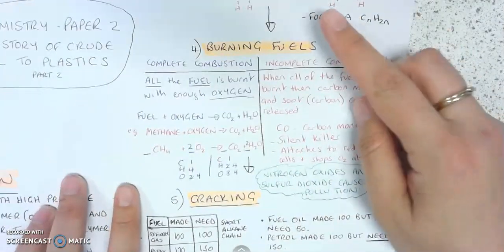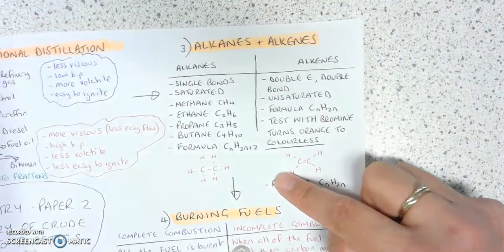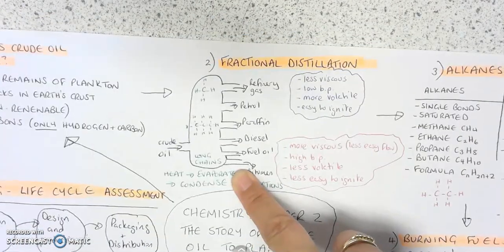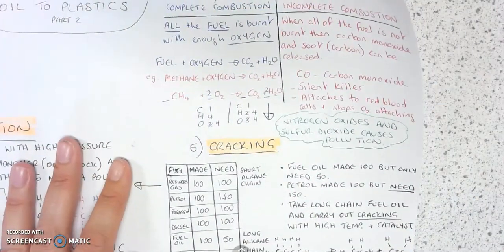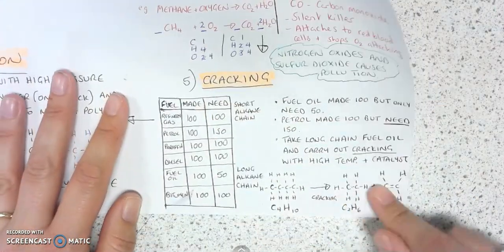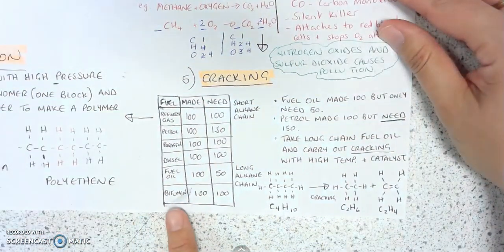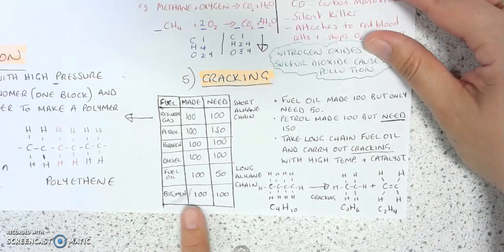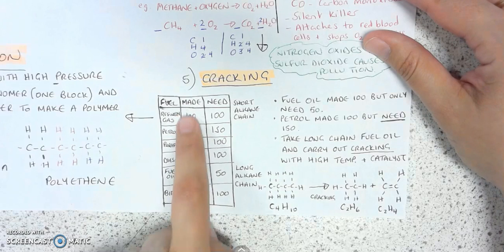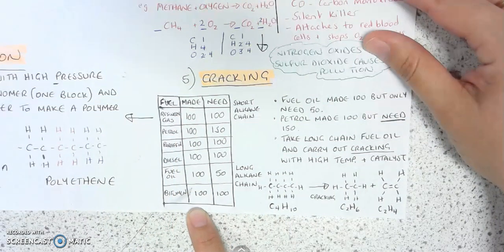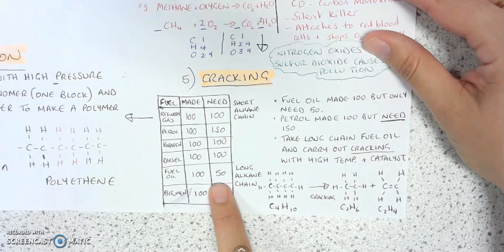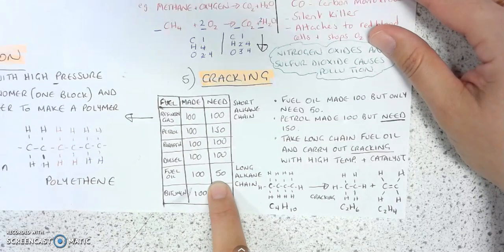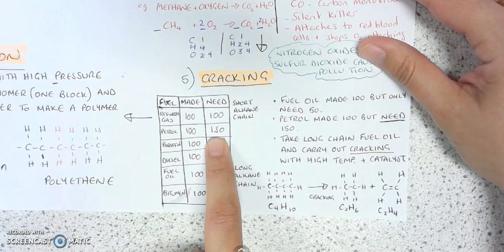Okay, so back to our story then. I'm taking my alkanes that I talked about up here, which had come from the fractional distillation over here, and I'm now going to carry out this process of cracking. Why do I need to carry out this process of cracking? If you look at this little table I've just put on here, I've listed the alkanes and said I've made 100 units of each of these. However, for the fuel oil, I only need 50, but for petrol, I need 150 because there's a lot of cars out there that need petrol and we don't make enough.